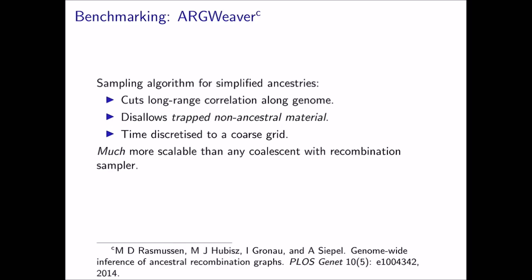Okay, so trapped non-ancestral material essentially means you have a lineage which has ancestral material in its left edge, then a segment of material which is not ancestral, and then more ancestral material afterwards. This cannot happen under the model used by ARGWeaver. That's essentially how it cuts this long-range correlation. And moreover, there's a time discretization involved, which is a bit unpleasant, especially if you have ancient data.